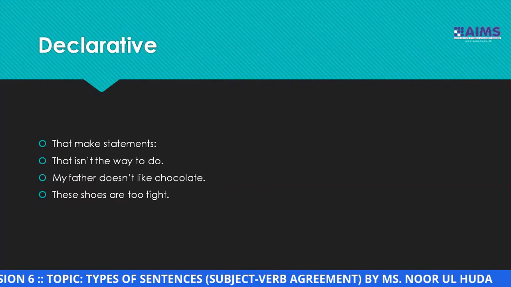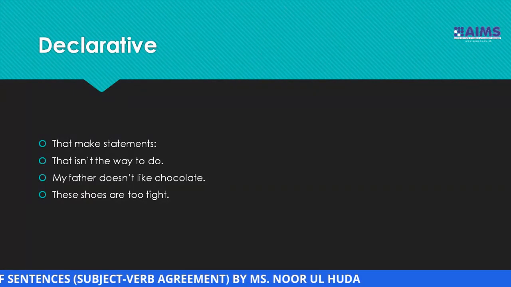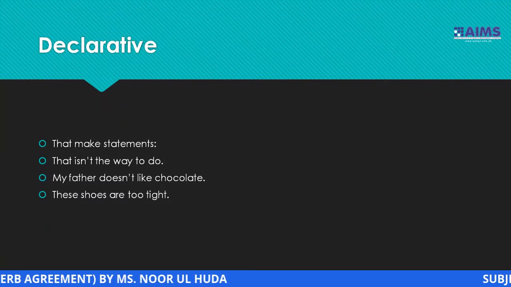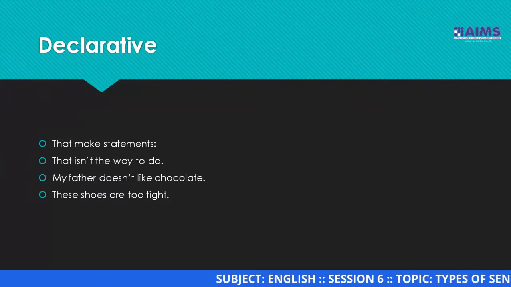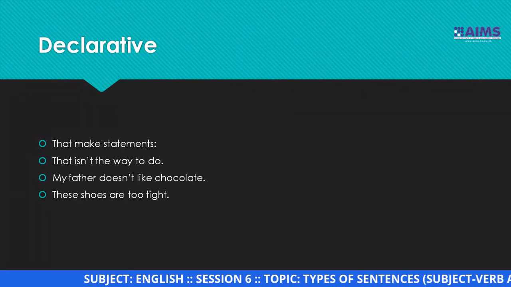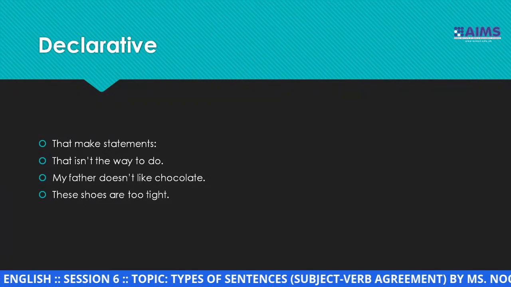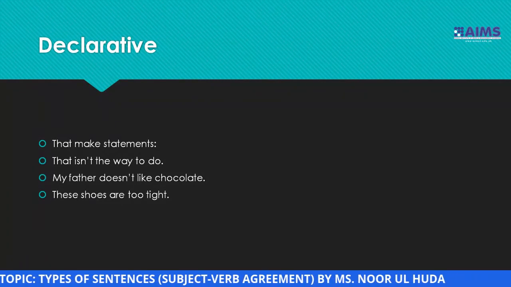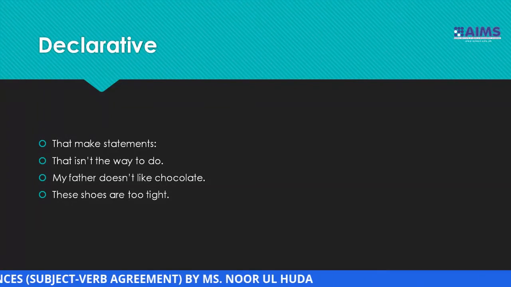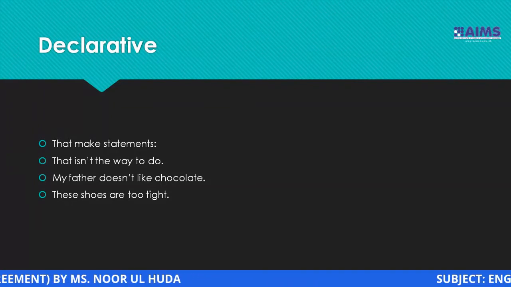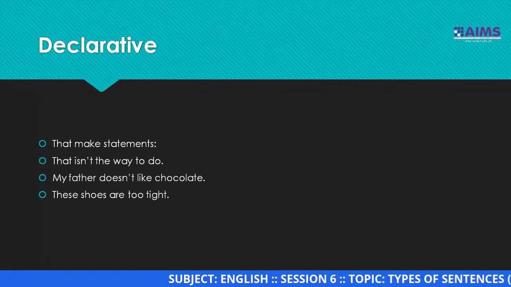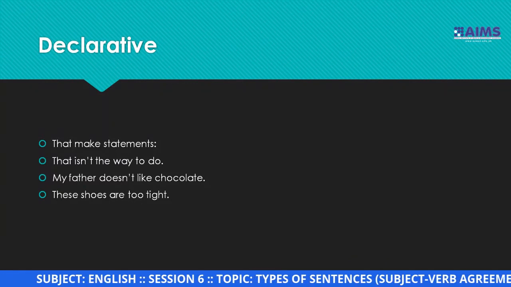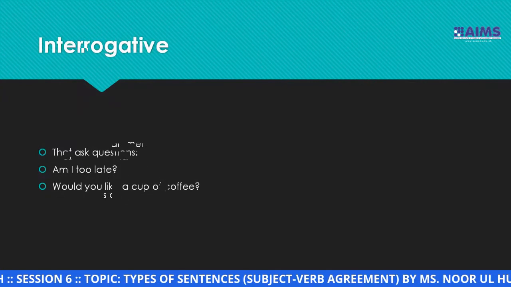In negative sentences, we also negate something in order to give information about something. The first example is a negative sentence: "That isn't the way to do it." So when we negate something, it is itself an explanation or information about something, so it would also be called a declarative sentence.